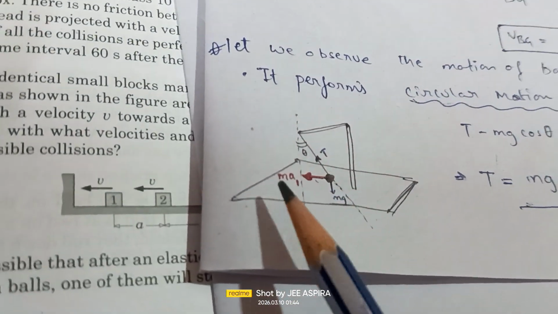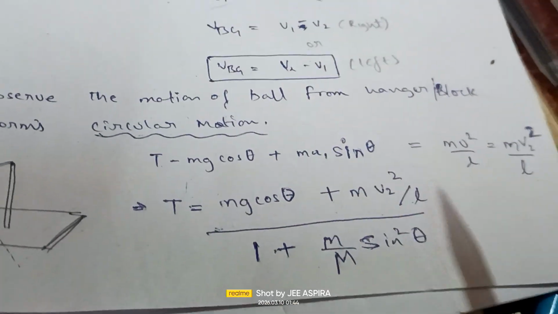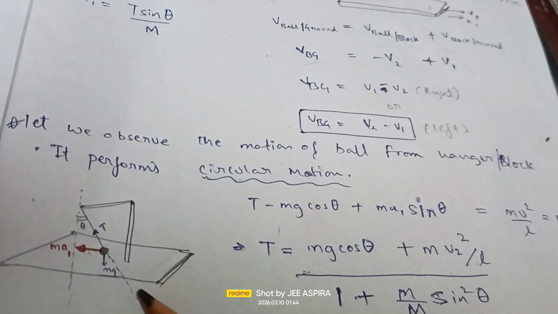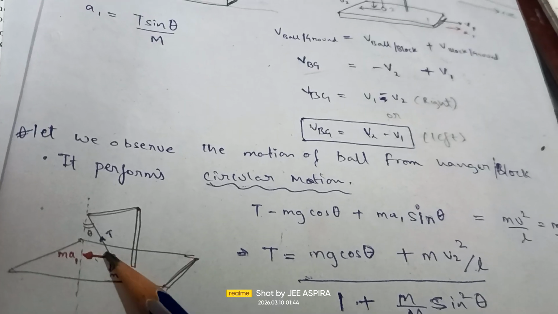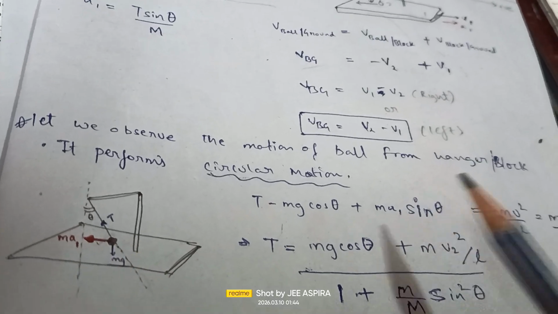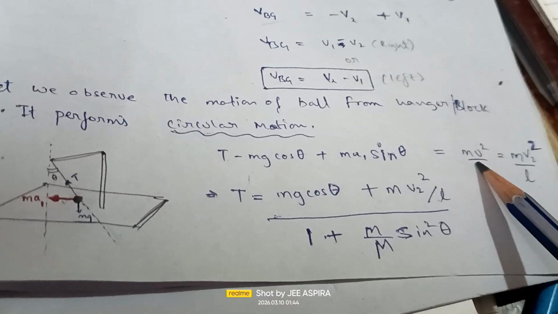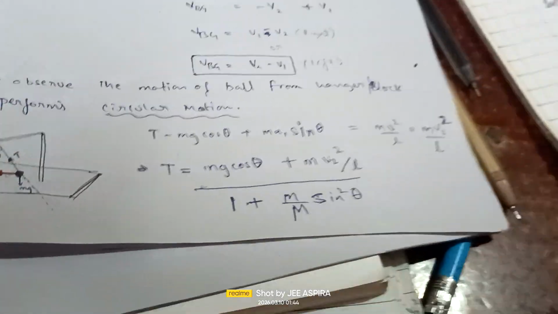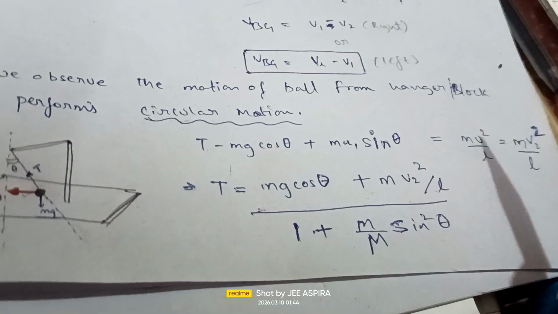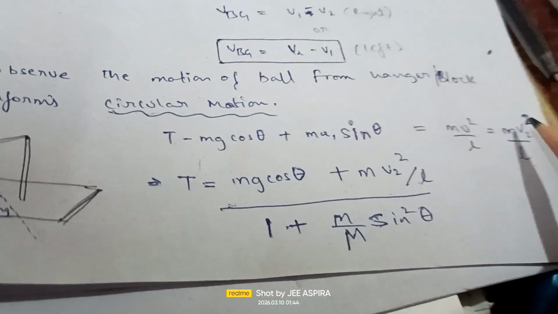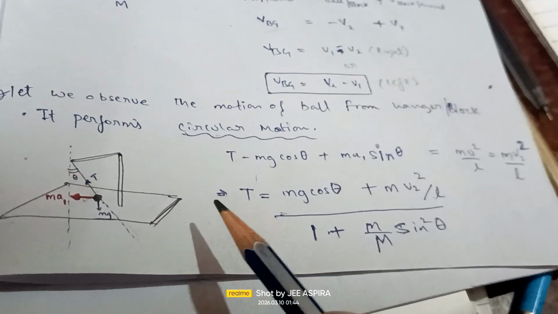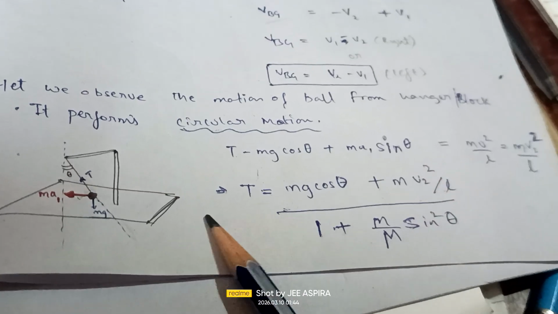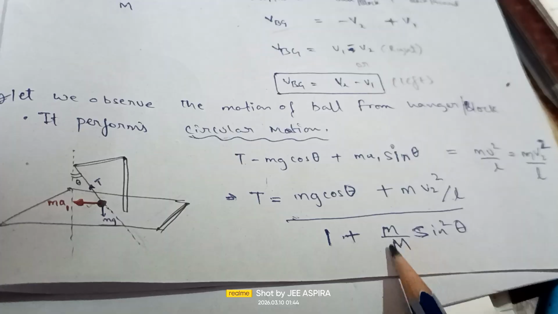The pseudo force will be m into a1, so along the string, T minus mg cos theta plus the component m a1 sin theta equals centripetal acceleration term, m v square by l. As we are in the relative frame, it is m v2 square by l. I guess you got how v2 is coming. So T equals mg cos theta plus m v2 square by l, whole divided by 1 plus small m by capital M sin square theta.